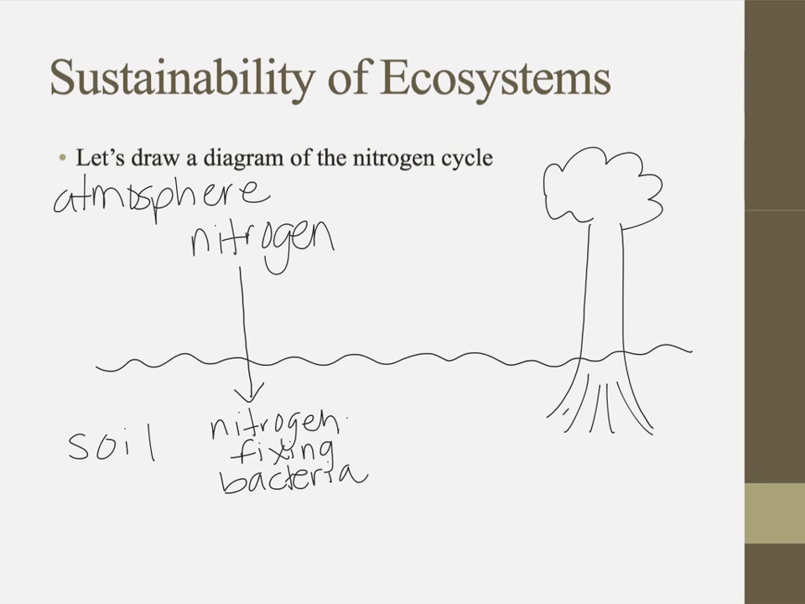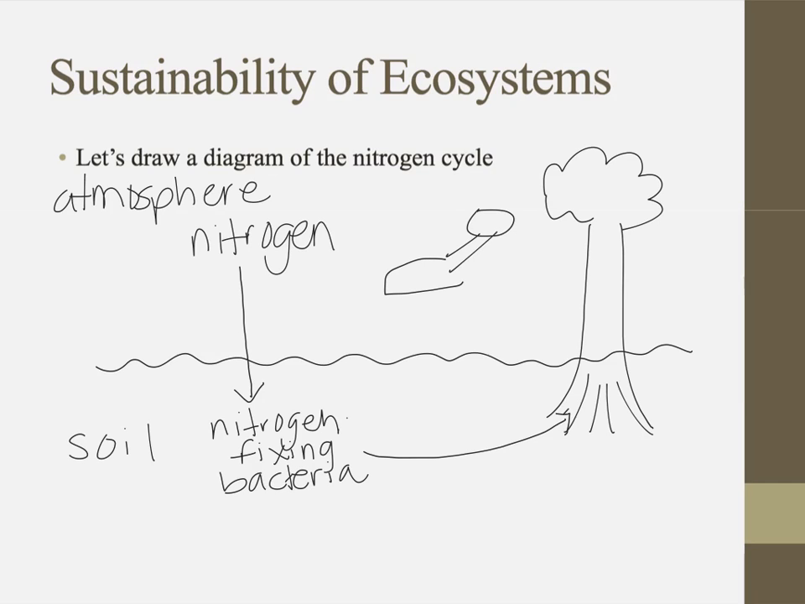Okay, so that nitrogen is absorbed by nitrogen-fixing bacteria, and they literally fix it, or convert it, into a form that plants can use. Now when they do that, that nitrogen is able to be absorbed by the plant roots, and that nitrogen becomes part of the plant. Okay, well, here's my favorite giraffe again.